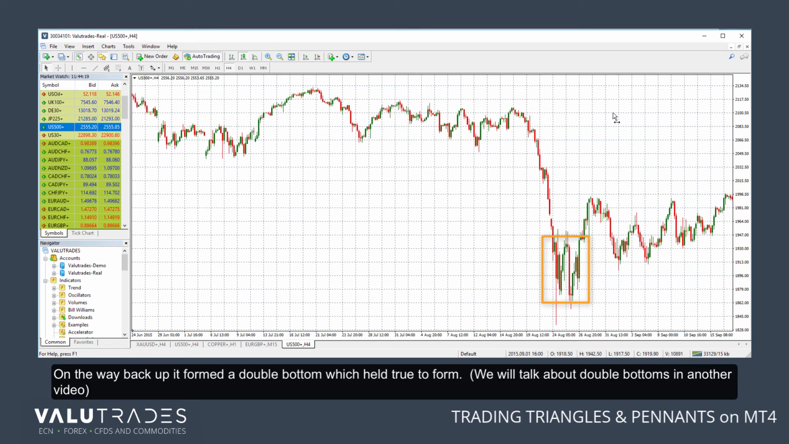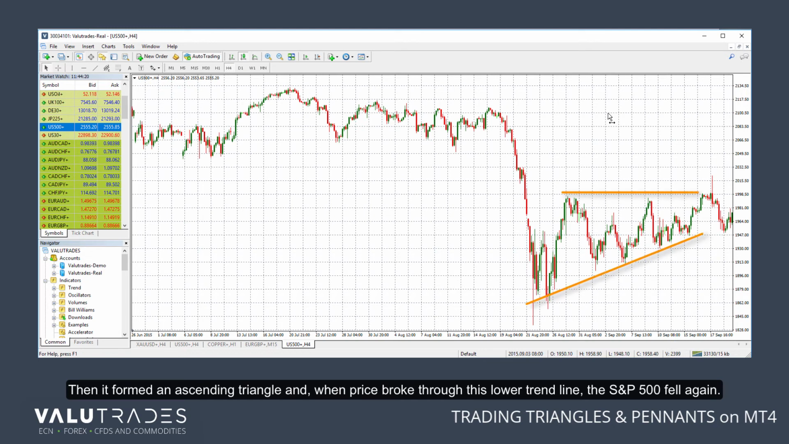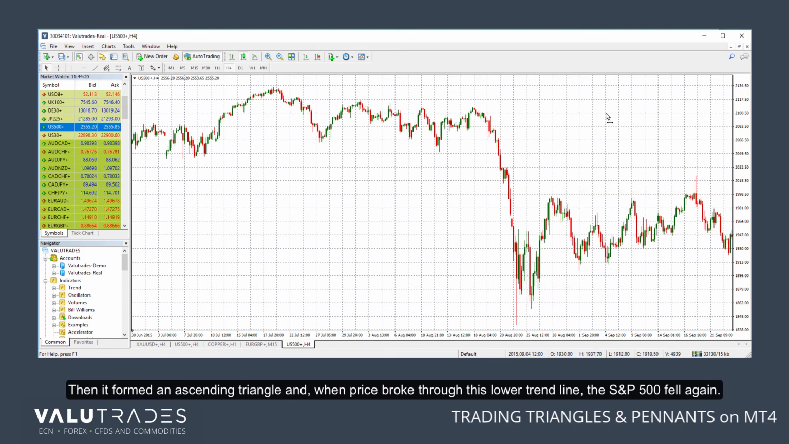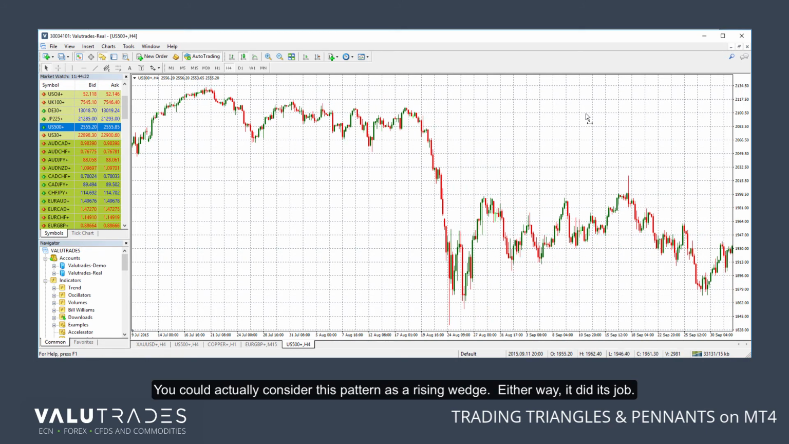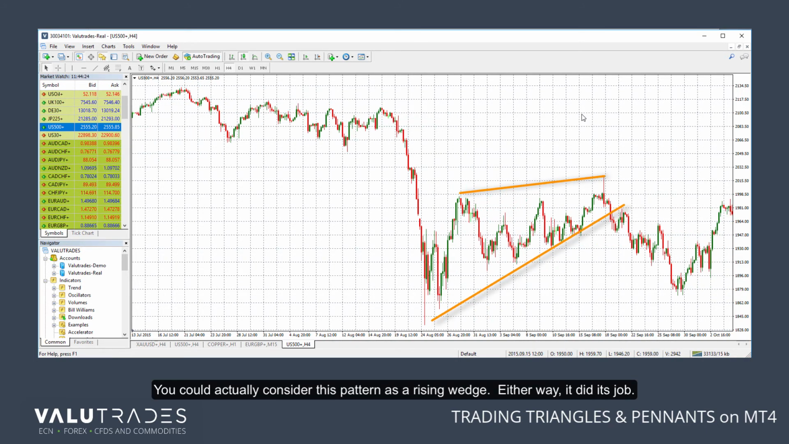On the way back up, it formed this double bottom, which held true to form. We will talk about double bottoms in another video. Then it formed an ascending triangle, and when price broke through this lower trend line, the S&P fell again. You could actually consider this pattern as a rising wedge. Either way, it did its job.